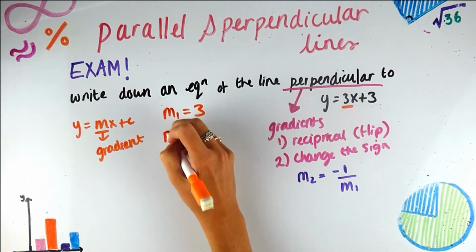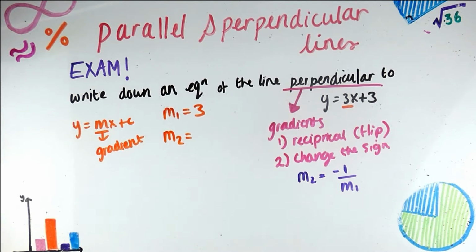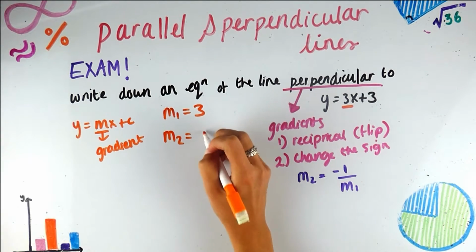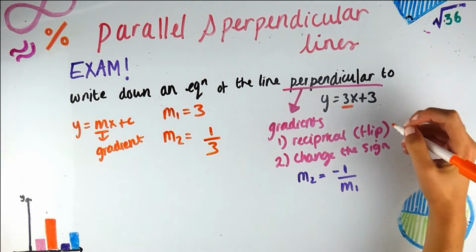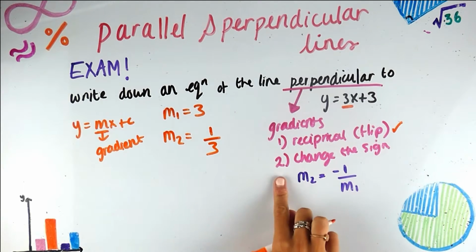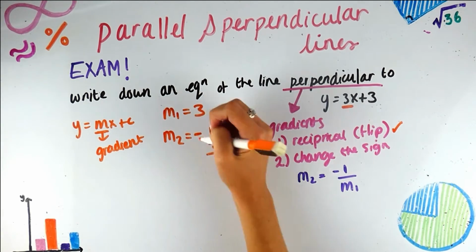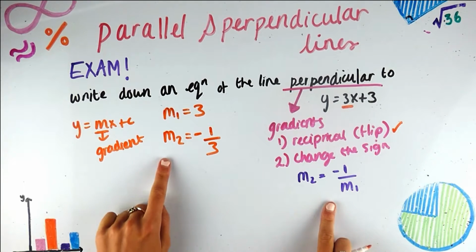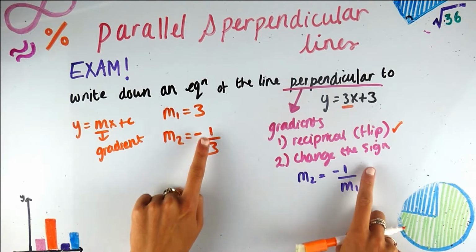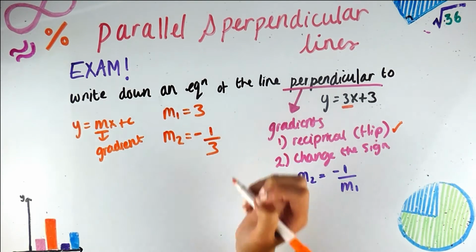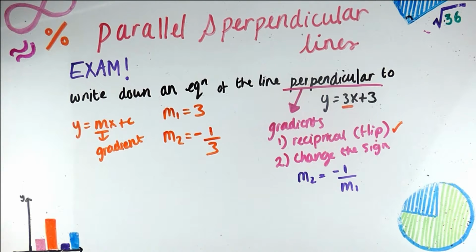That means gradient 2, which I'm going to call m2, is: I do the reciprocal, so I flip it, which means I do 1 over, first step, and then part 2, I change the sign, so I do minus. As you can see from this, m2 is minus 1 over m1. So now I've got the gradient I need for my equation, I can write down my answer.